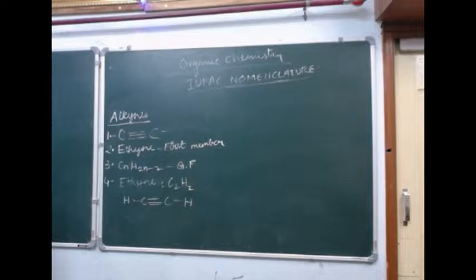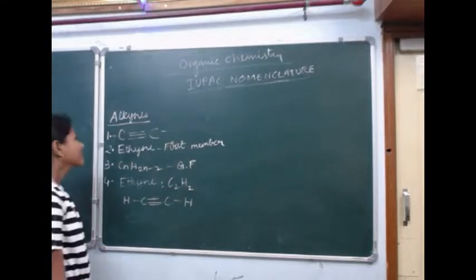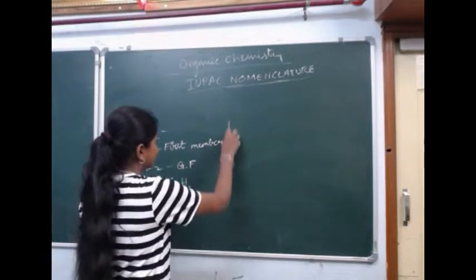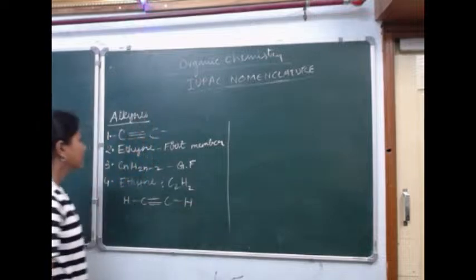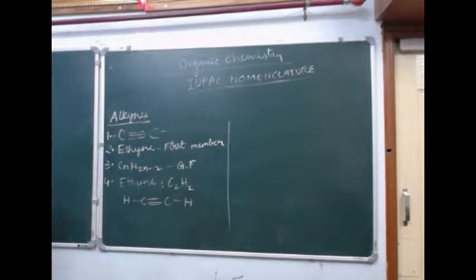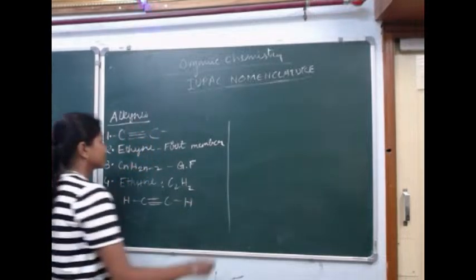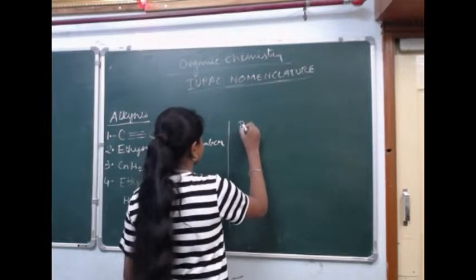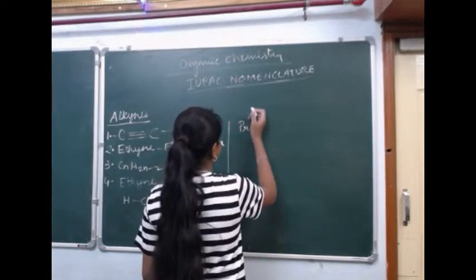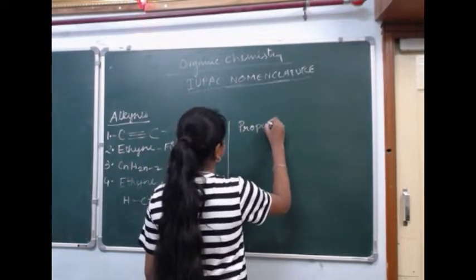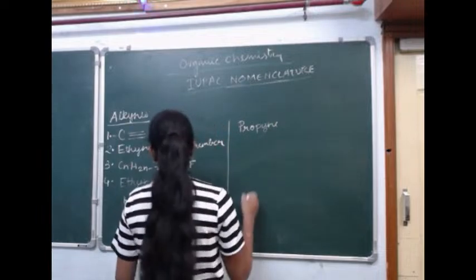Now let us proceed with the next one. Can you write down propyne similar to this? And you should know the general formula for this. What is the general formula? CnH2n minus 2. That's good. So have you noted it down? CnH2n minus 2. So based on that you have to proceed.